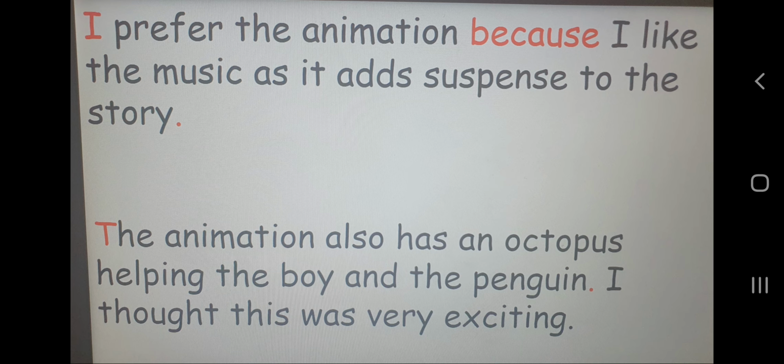Okay, now off you go, do the work. Okay, and then you can share your wonderful writing with your teachers when you have finished.